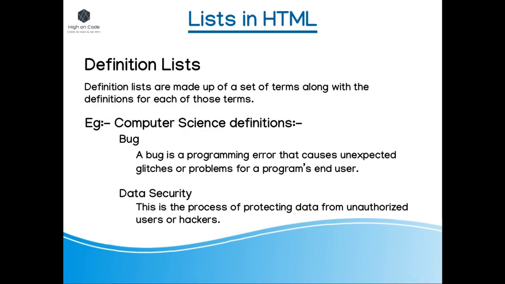The next type of list is the definition list. Definition lists are made up of a set of terms along with their actual definitions. You can see here an example, computer science definitions. We have taken two: one is bug and the second is data security. Now that we have covered the theoretical portion of what these lists are and where we can use them, let us see how we can actually code them in an HTML file.